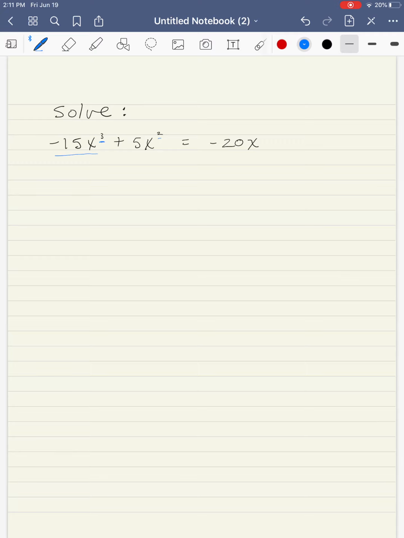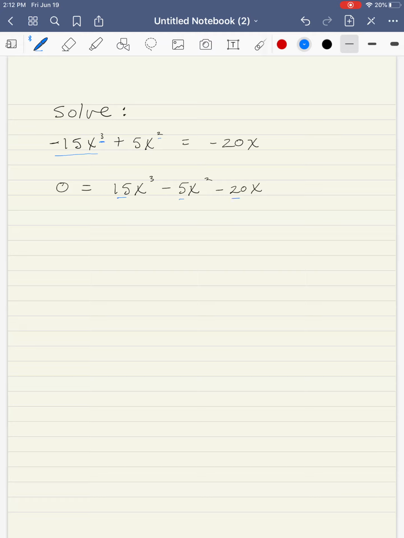Okay, so we see that we want to keep our highest term positive. And because we have a minus sign here, we're going to move everything on the left over to the right. So we'll have 0 equals positive 15x cubed minus 5x squared. And then the negative 20x was already on that side, so it stays negative 20x. Our signs change as they come across the equal sign.